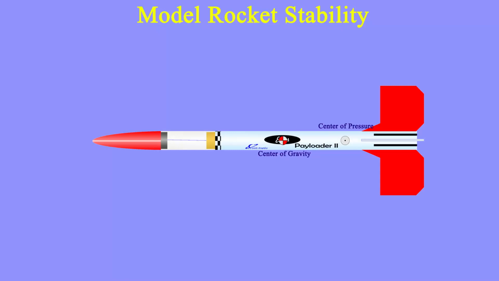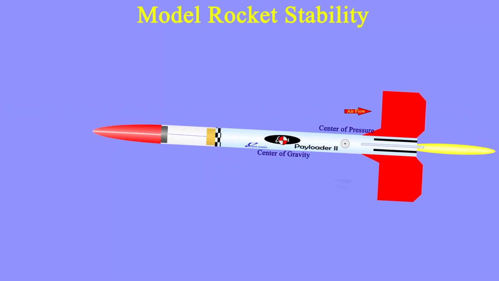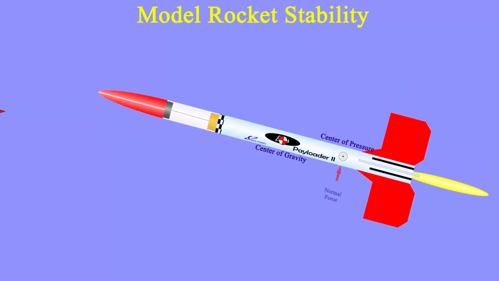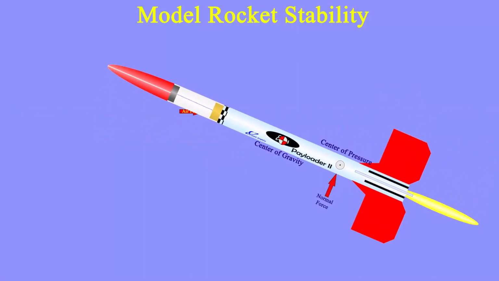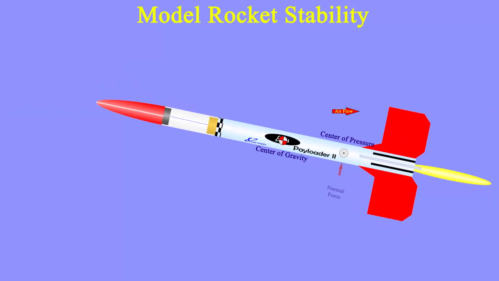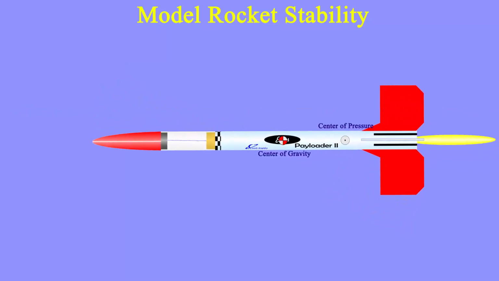Now let's see how all these forces act together. Upon engine ignition, the rocket begins to rapidly move through the air. At some point during the flight, a disturbance may occur. This forces the rocket to deviate away from its intended path.